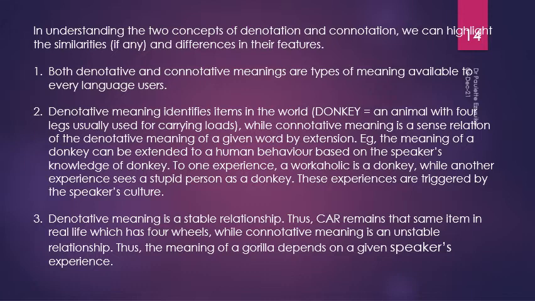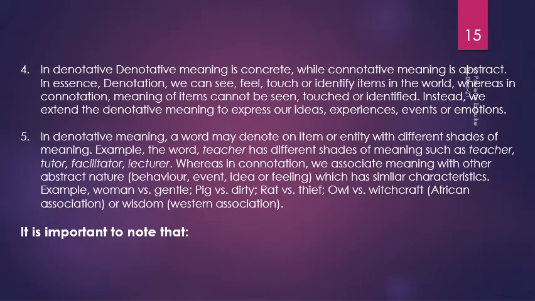For example, donkey could mean stupid to some cultures, donkey could mean a workaholic to some cultures. Now, looking at the differences, we see that denotative meaning is a stable relationship. That means the meaning of the word remains and does not change with intention. This is unlike the connotative meaning, which is not stable. Based on culture, a rat could mean differently. A duck could also mean differently. So the intention or the knowledge of the speaker of the language determines the meaning in connotative meaning.